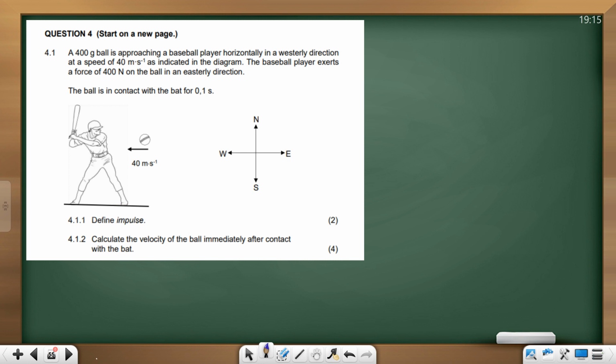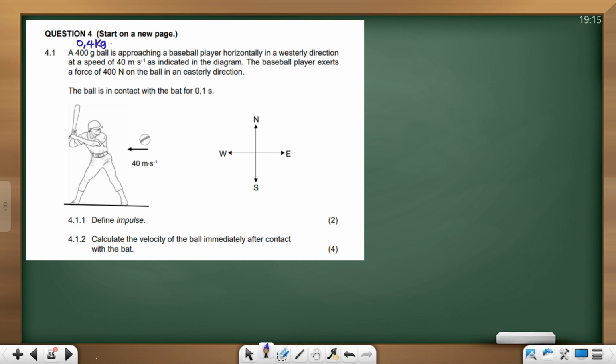A 400-gram ball. Guys, you stop reading. That's your grams to kilogram. How do you convert? Okay, Mpum, it's okay. Don't worry. The reason you bought your calculator was for you to do what? To use it. Moses, use it.